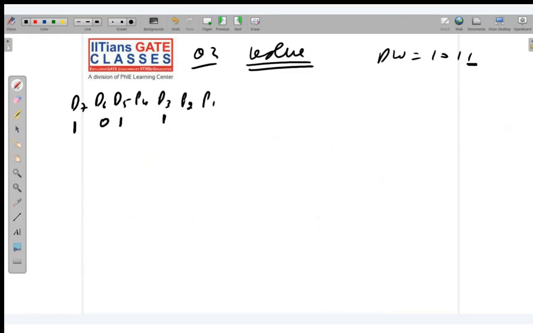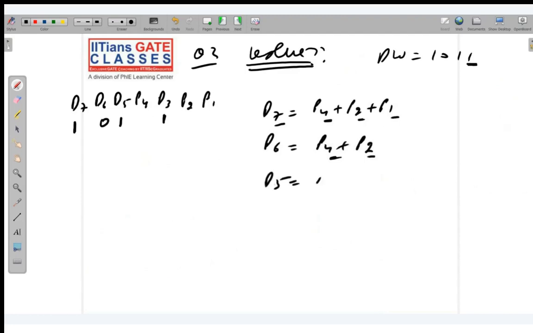Now what are the values of these parity bits? That is the question. For that, D7 is nothing but P4 plus P2 plus P1. See this, 4 plus 2 plus 1 is 7. D6 is P4 plus P2, 4 plus 2 is 6. D5 is P4 plus P1, 4 plus 1 is 5. D3 is P2 plus P1, 2 plus 1 is 3. Is it okay?